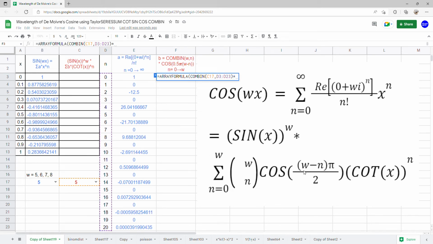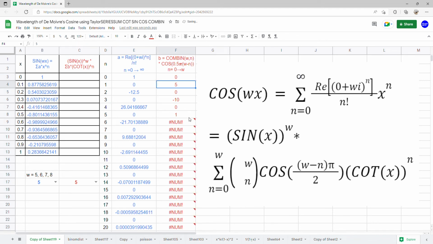Next, the second part is cosine of (w minus n) pi over 2. So this is cosine 0.5 pi times the quantity w minus n, and w minus n. And we close the cosine and close the array formula and enter.